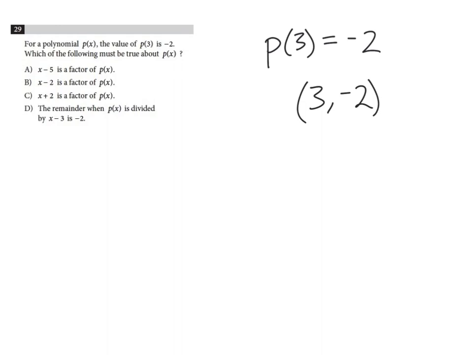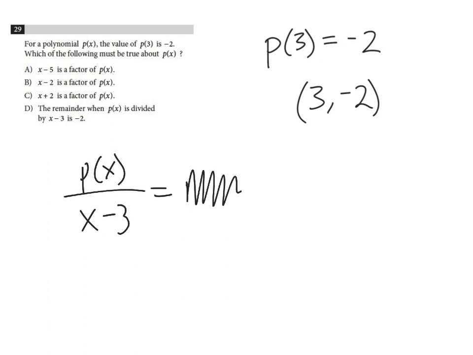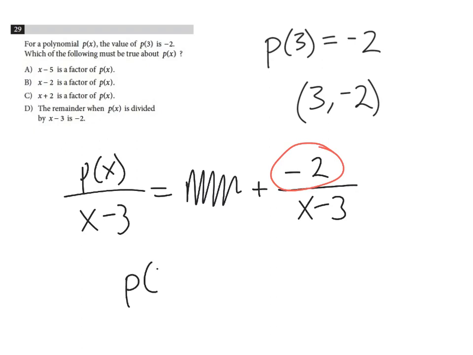So that means if p of x is divided by x minus 3, we're going to get some answer plus a remainder, and the remainder is going to be -2 over x minus 3. This remainder is the value of the function at 3. It means that p of 3 equals -2.